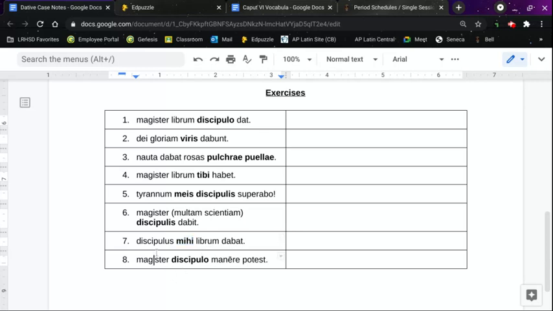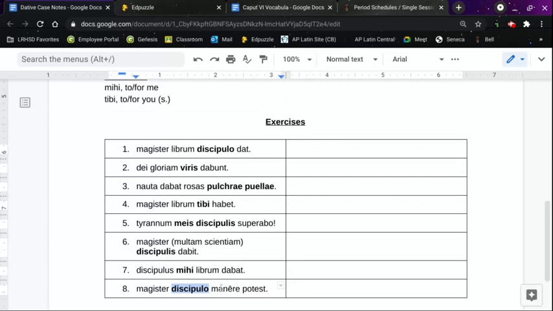All right, number eight, the teacher, potest. All right, so that was new in this chapter. That's a form of the verb to be able. The teacher is able to remain or to stay for the student. You can also say the teacher can remain. Remember, can is a different way of doing the verb to be able. The teacher is able to remain for the student.